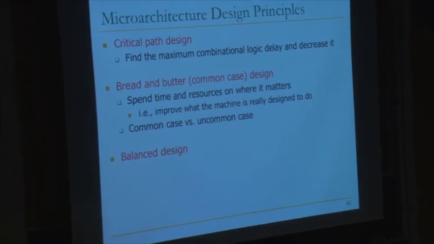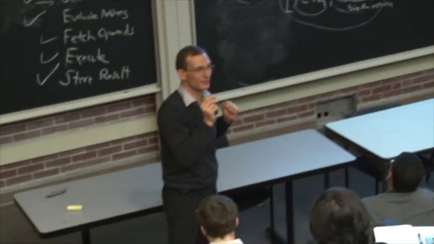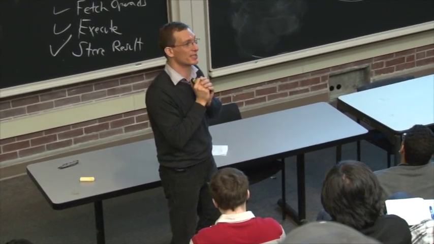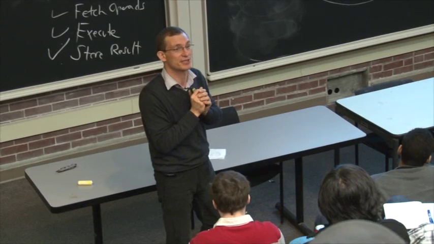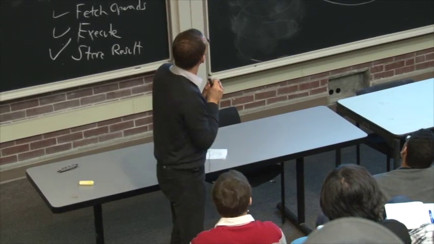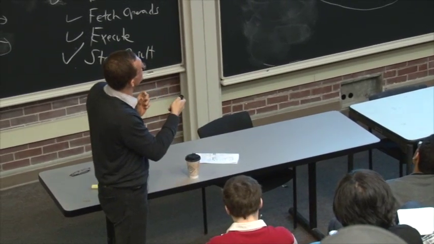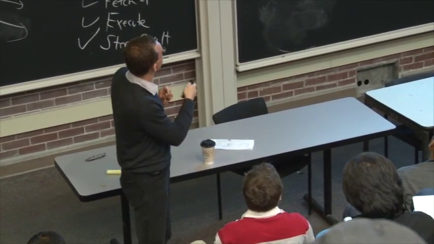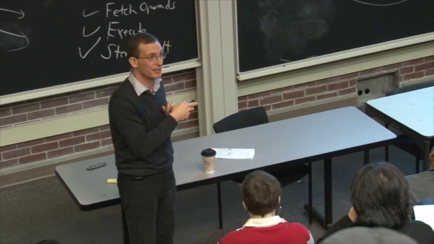Right? Don't optimize for what's taking 0.1% of your execution time. Optimize for what's taking 90% of your execution time. Right? That's the idea. Basically, improve what the machine is really designed to do, what the machine is really executing, which means that you somehow need to find the common case versus uncommon case.